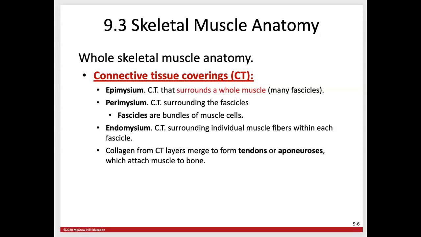And keep in mind that muscle fiber is the same as a muscle cell, and a muscle cell is a muscle fiber. Those terms are interchangeable. So the endomysium surrounds the individual muscle cells or muscle fibers that are found in each of those fascicles. Collagen from the connective tissue layers merge to form tendons. And those give the attachment to the bone.